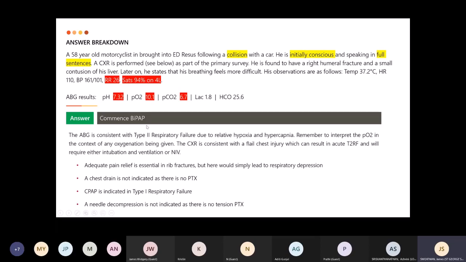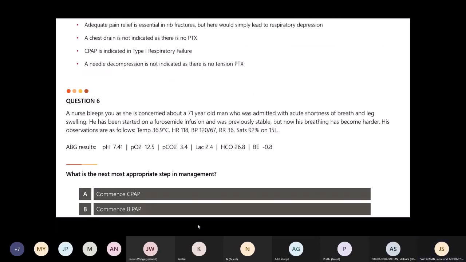The people who prescribed IV morphine for pain relief, also fantastic, because the management of rib fractures is adequate pain relief. But here we've got a really bad ABG and we've got a flail chest segment, so we can't ignore those bits. Chest drain and the needle decompression would only be in the pneumothorax, which we didn't see on the chest X-ray. And no one chose CPAP because that's type 1 respiratory failure. That's good. Okay.